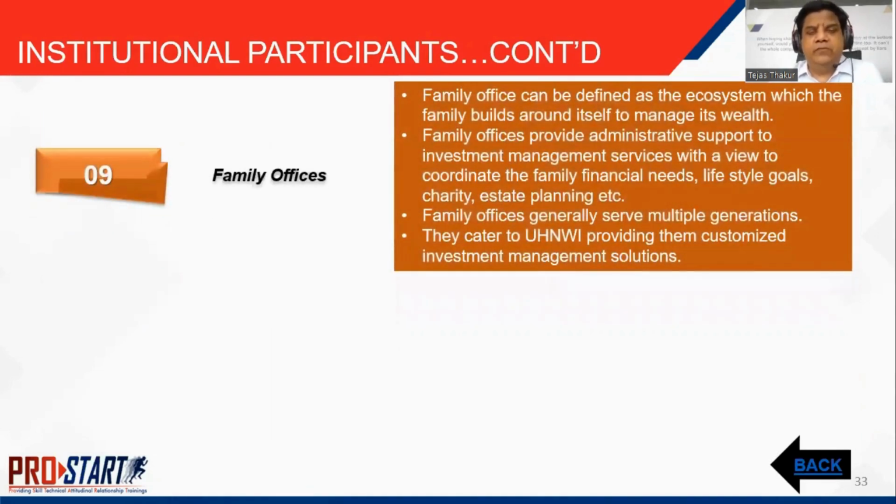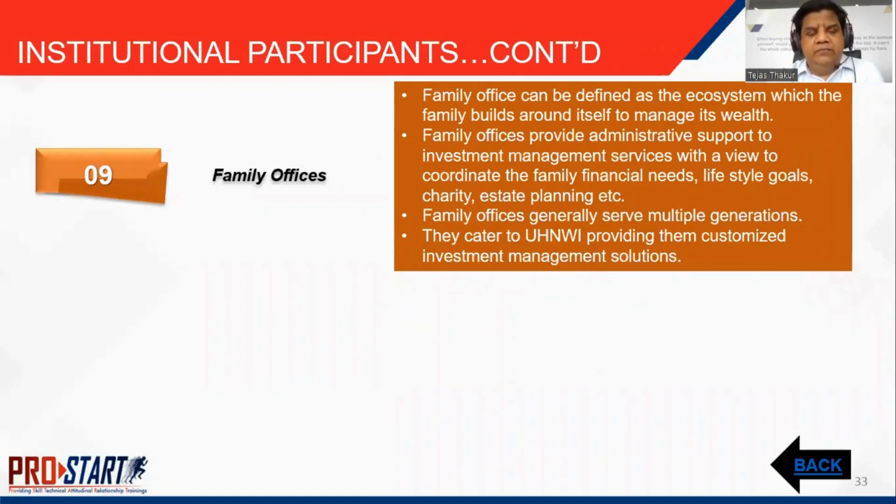Institutional participants. Now, one very common word which you see in the market is something known as family office. What is it? A family office can be defined as an ecosystem which the family builds around itself to manage its own wealth. If you see us, typically what has happened is our grandparents used to stay together. Parents started staying separately in their own apartments. And now if you look at us, a lot of us also want to go back and live in a joint family. So there are pros and cons both ways.